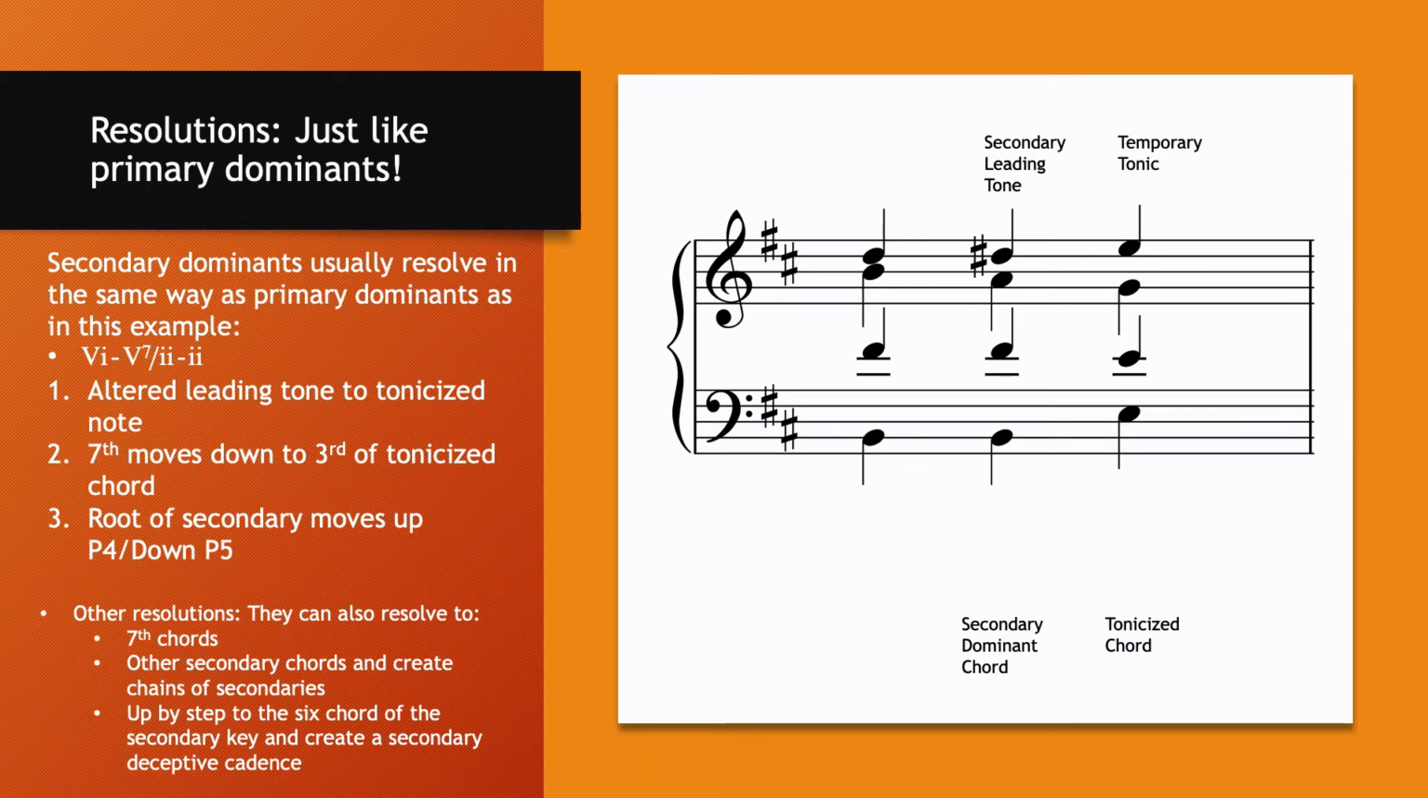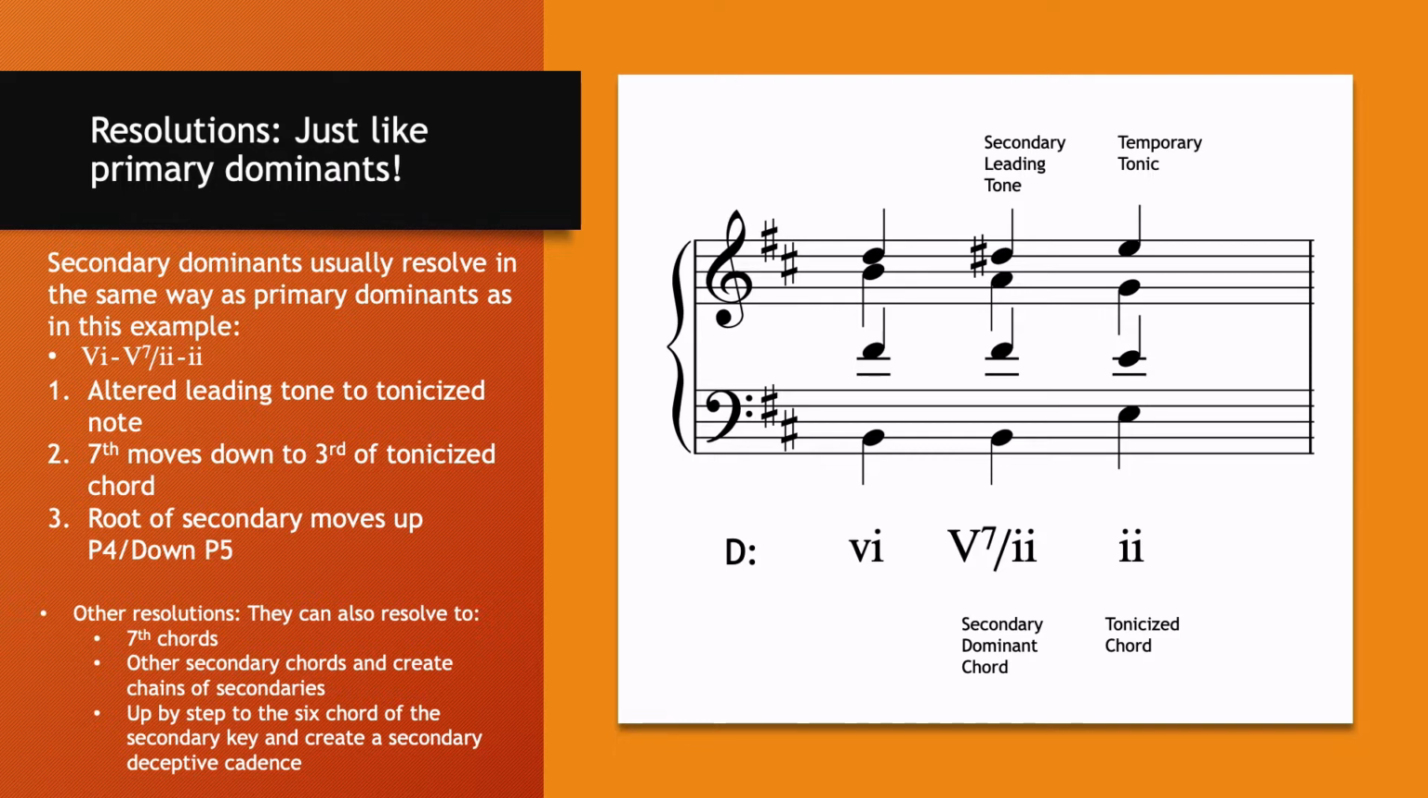Lucky for us, the resolution of secondary dominants is just like that of primary dominants. So in this example, we have 6 going to 5/7 of 2, going to 2. The middle chord here is our secondary dominant. Let's listen to what that sounds like. 6, 5/7 of 2, to 2.